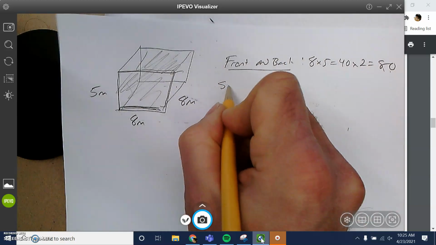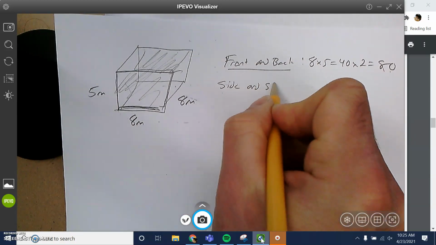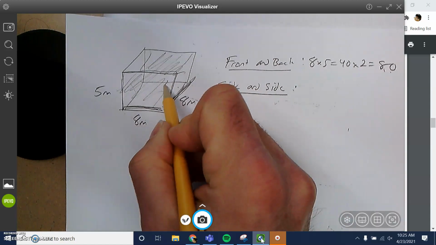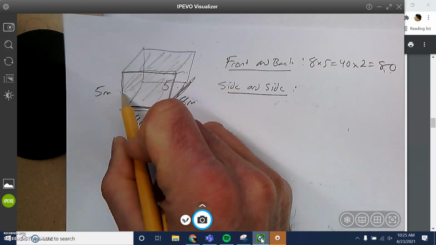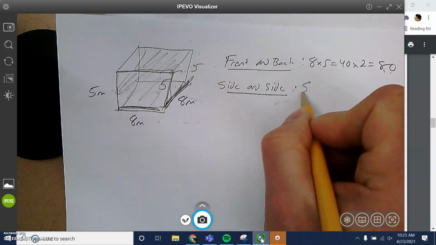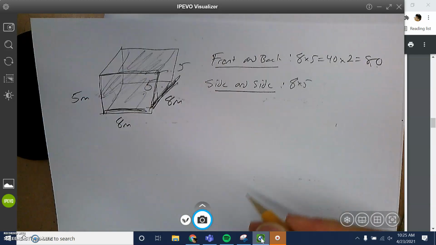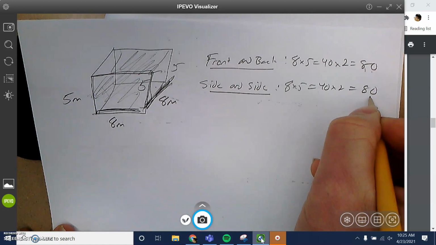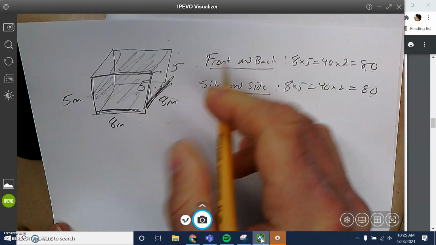Okay. Now I got the two sides, the left and the right, side to side. So this is 8. Oh, this is 5 also, right? This is 5, 5, 5. The height is always 5. 8 times 5. Oh, it's the same thing. That can happen. That's okay. 8 times 5, which is 40, times 2, you already know that, which is 80. Cool.